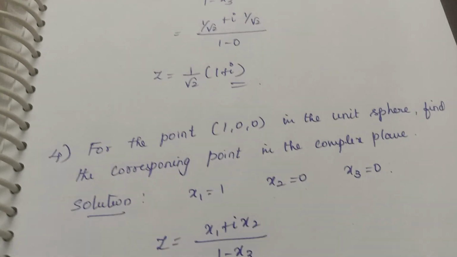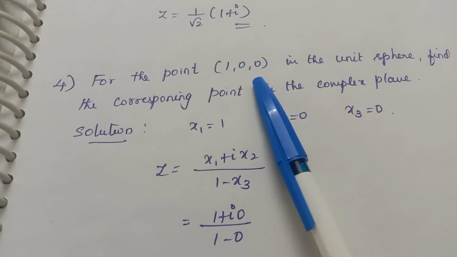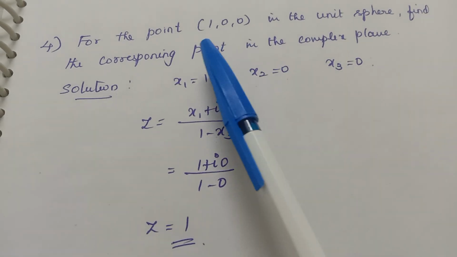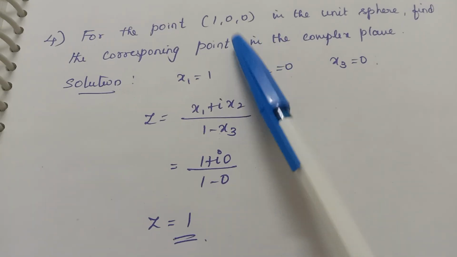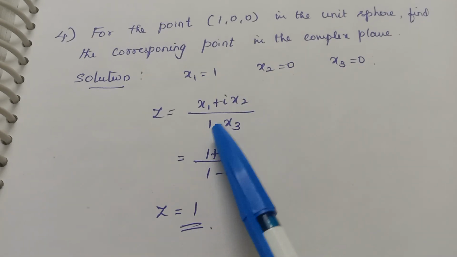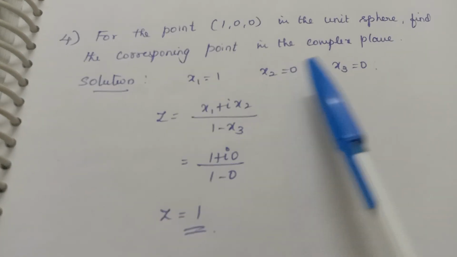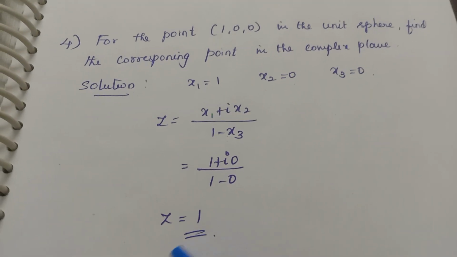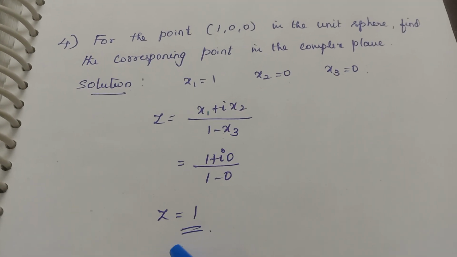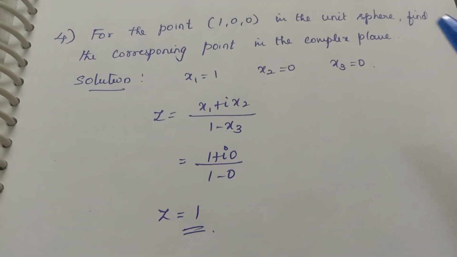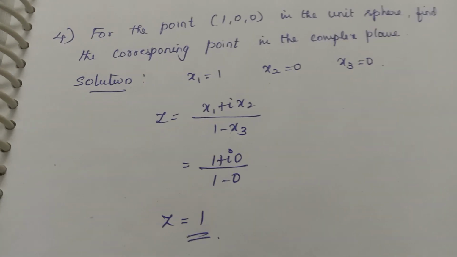One more problem. For the point (1, 0, 0) on the unit sphere, what is the corresponding point in the complex plane? So x1 = 1, x2 = 0 and x3 = 0. So z is given by (x1 + i x2)/(1 − x3), which is (1 + i·0)/(1 − 0). So what is that? 1. So this is the corresponding point in the complex plane for (1, 0, 0) on the unit sphere. Okay, that's all. Thank you.